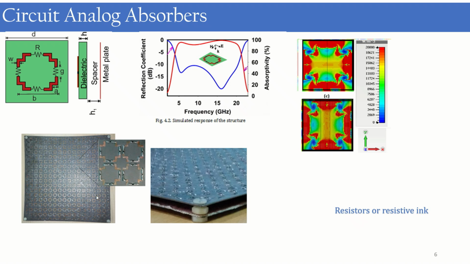So this is the fabricated structure. Here you can see that the resistors are embedded on these structures. And here, this is the power loss distribution. Here you can see that the power loss is mainly concentrated on these resistive patches.